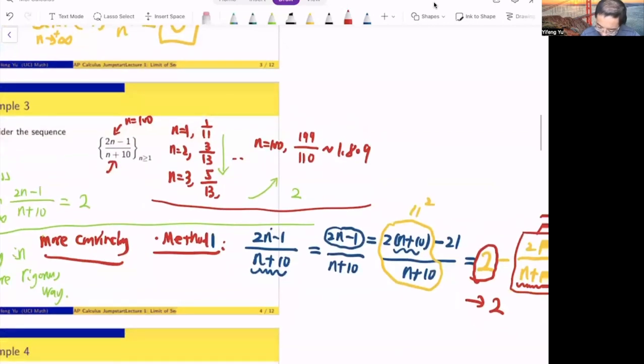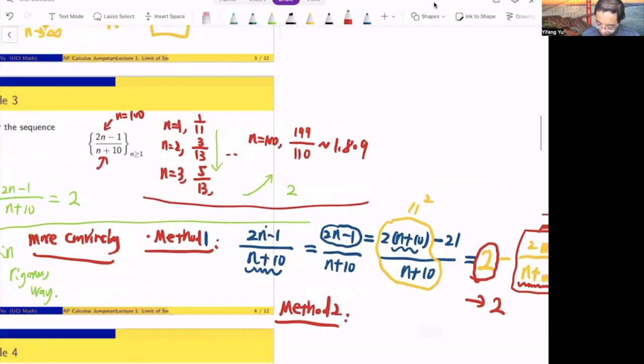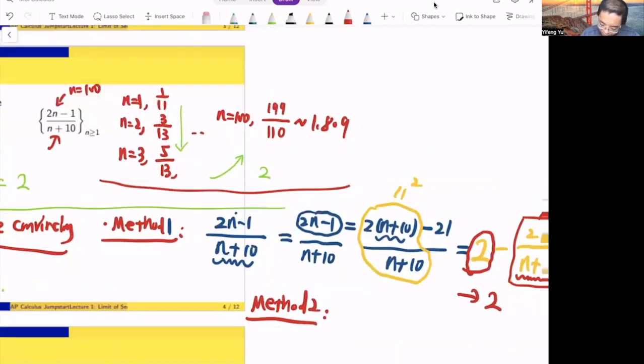So this is method one. Let's look at method two. Again, I'm going to somehow simplify this. Not simplify this, but more precisely, I'm going to rewrite this expression into a form that is more obvious, more apparent to us, what will happen in the long run.